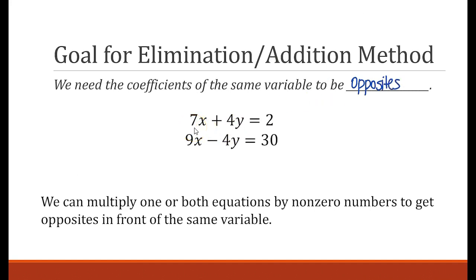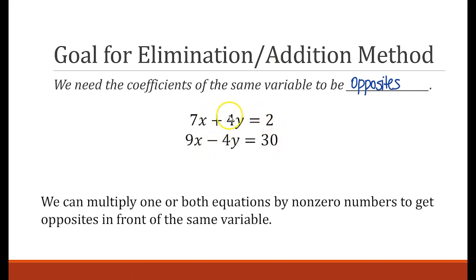So here I have two linear equations. I have a system of linear equations, 7x plus 4y equals 2 and 9x minus 4y equals 30. The other thing that's important is that we need to have all the variable terms on one side and then all the constants on the other side.